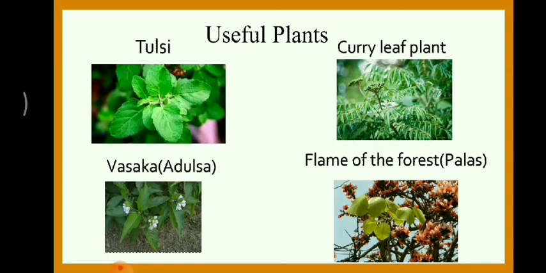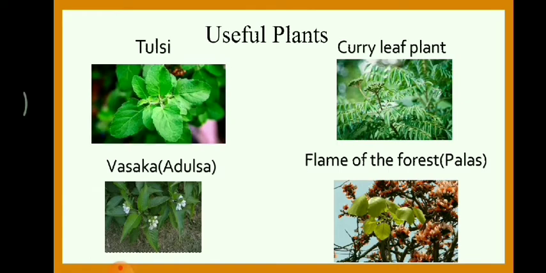Children, here you can see some useful plants. Plants in our surroundings are useful to us in different ways. Like Tulsi. Tulsi has many medicinal values. Curry leaf plant. Curry leaves are an important ingredient in many food items. It adds flavor to the food item.